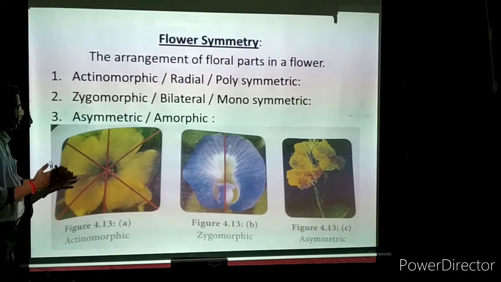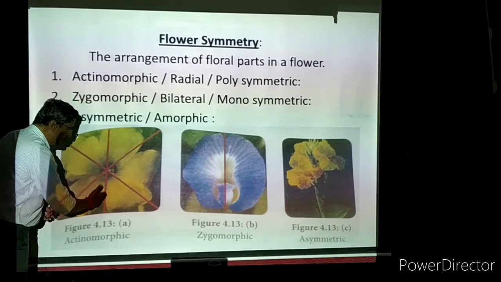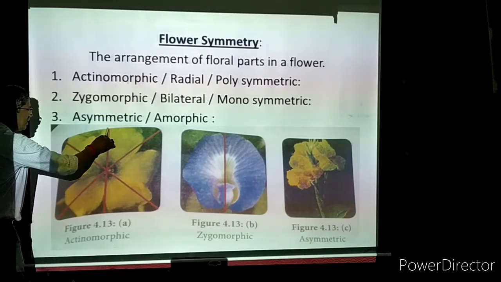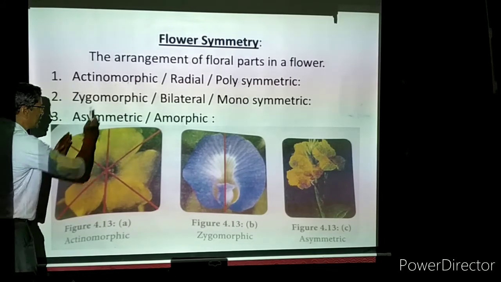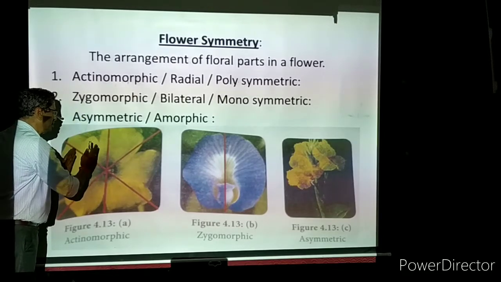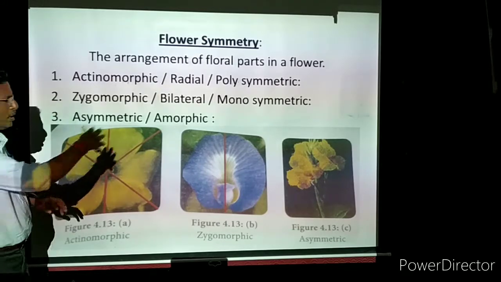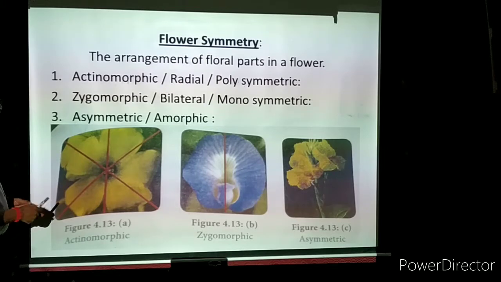Now I want to cut the flower, but the sectioning must always pass through the center. Now I am cutting the flower through the center exactly, in this vertical direction. After cutting the flower from top to bottom, two equal halves will be present. The right half and left half will be exactly the same. That is called the actinomorphic.